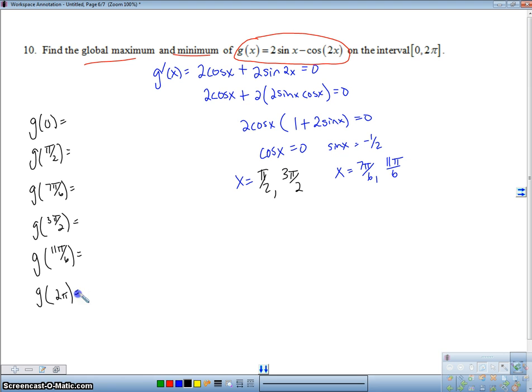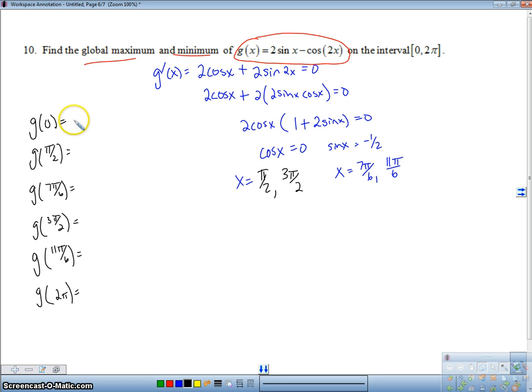We got to do all of these. We're going to plug these values in here, and we're going to use our unit circle. It's really, really important that you can use the unit circle to figure this stuff out, because you're going to have to do it on the AP exam.